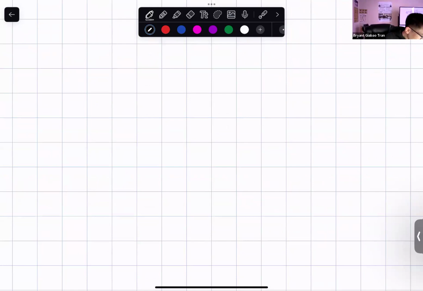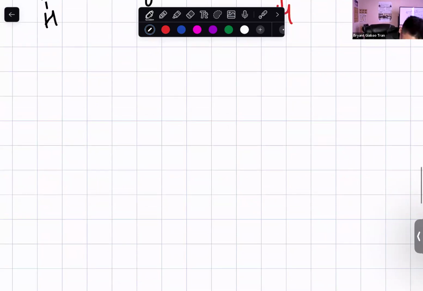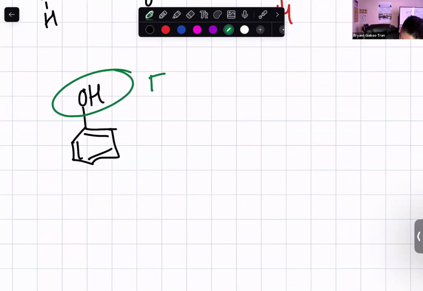Okay, next, phenols. Phenols possess some EDG, electron donating group, directly attached to the benzene ring, right? I think this is a conceptual thing. Phenol is an alcohol attached to the benzene. This OH is considered an electron donating group, EDG.